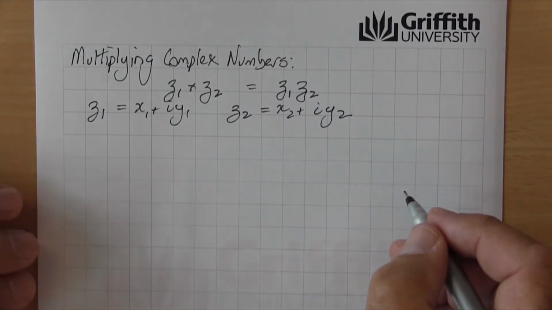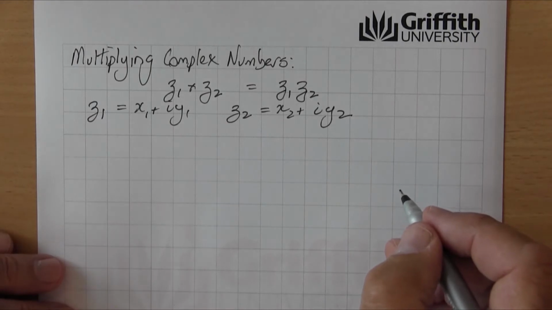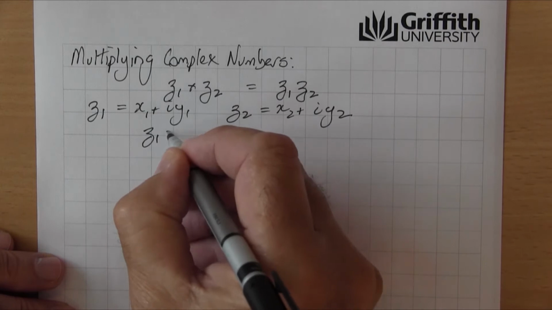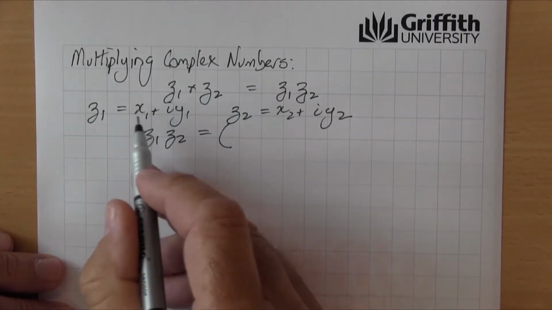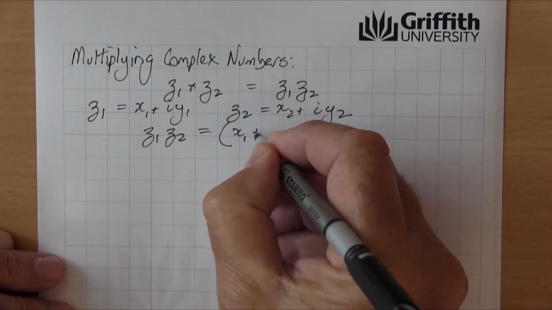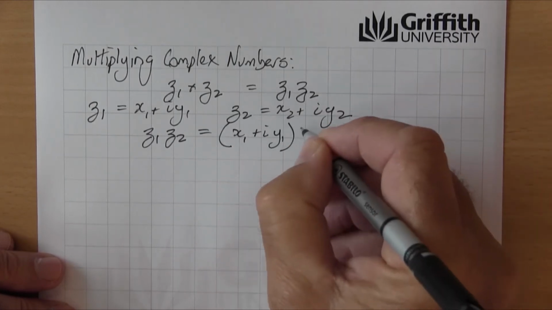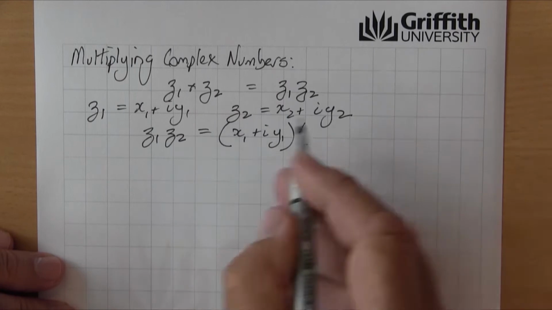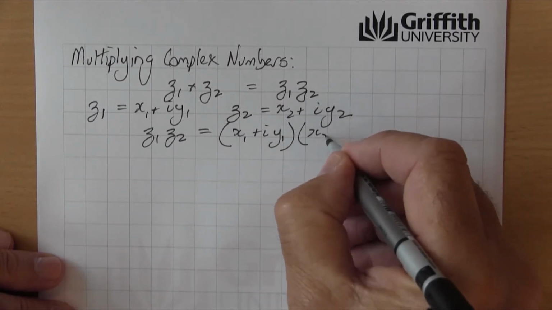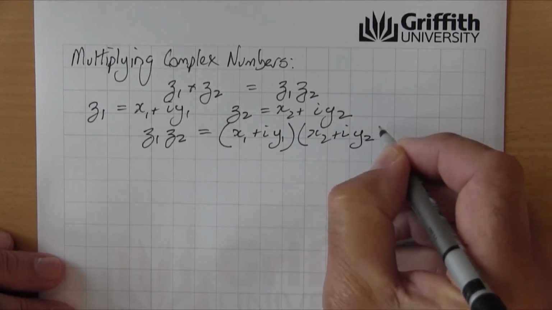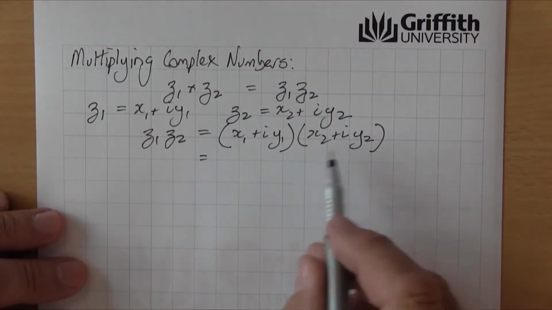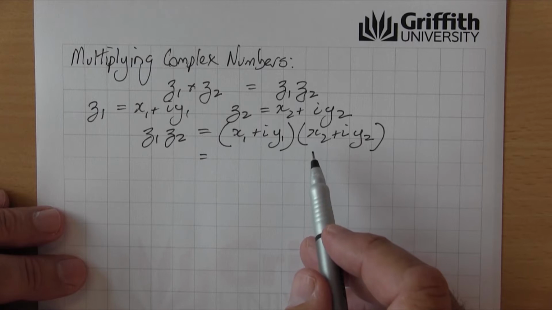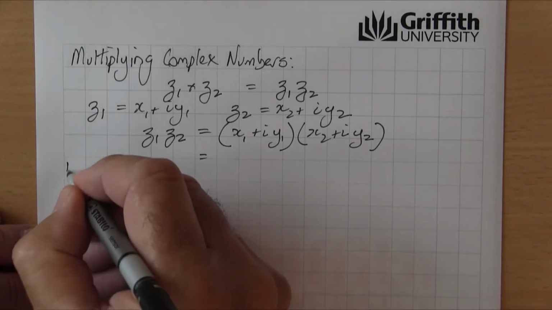So we want to find some rule for multiplying Z1 times Z2. If we just write Z1 Z2, we'll do a substitution here for Z1, which is just equal to x1 plus i y1. And then we'll do a substitution for Z2, which is x2 plus i y2. And like most algebraic multiplication, we use FOIL.